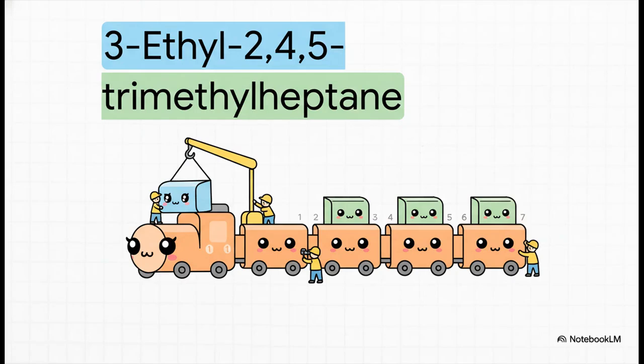And now, we assemble the final name. Remember, we list the prefixes alphabetically. Ethyl comes before methyl in the alphabet, so it goes first. We have an ethyl group at position 3, so we write 3-ethyl. We have 3 methyl groups, so we use the multiplier tri for 3, making it trimethyl. And where are they? At positions 2, 4, and 5. So 2,4,5-trimethyl. You put it all together in front of our base name, heptane, and there it is. 3-ethyl-2,4,5-trimethylheptane. Just like that. Code cracked.